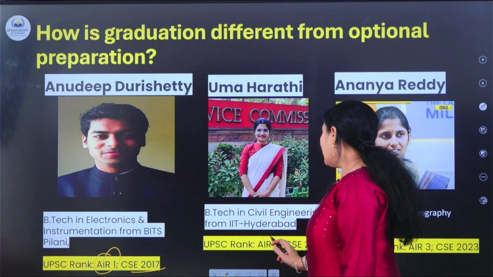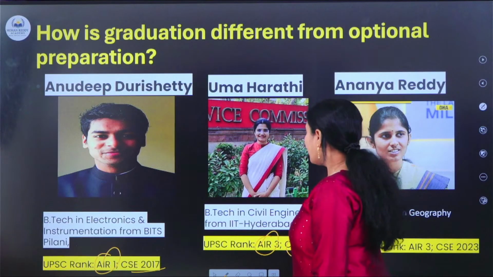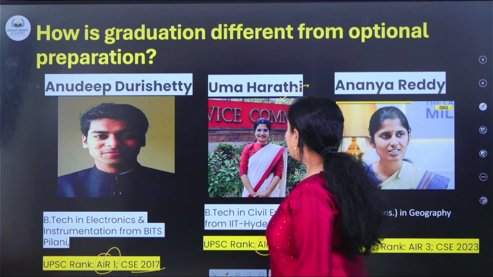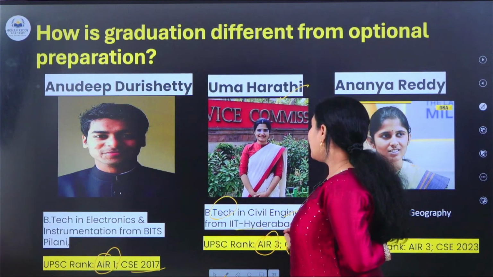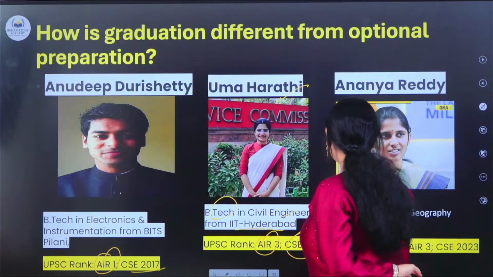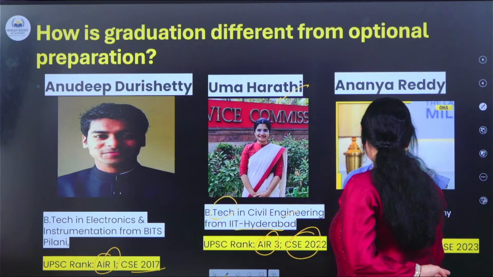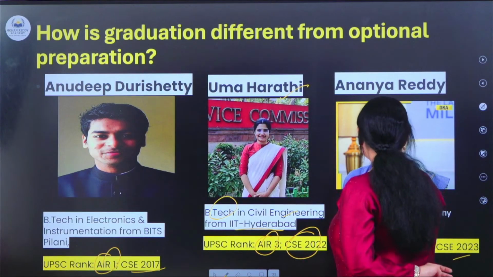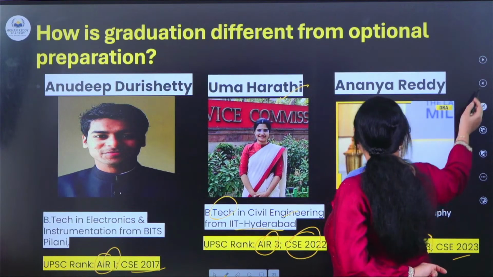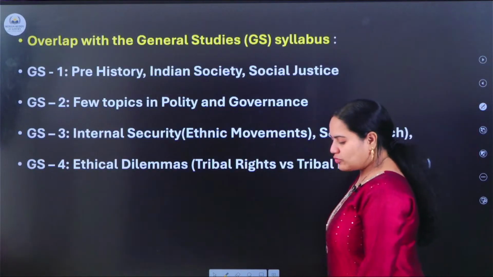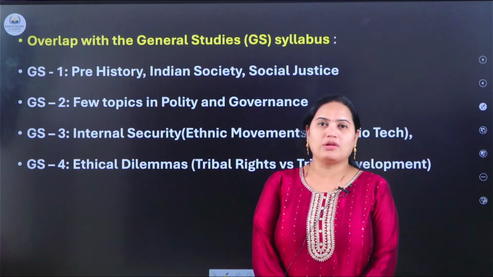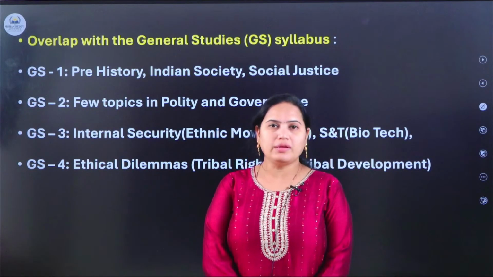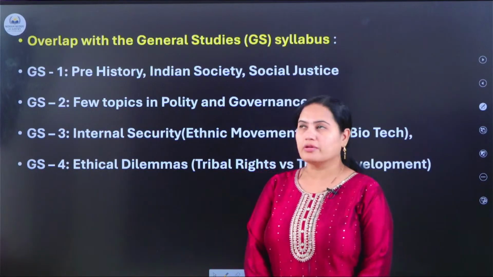And next we see All India rank 3 in CSE 2022, okay, Uma Harathi. So she actually studied BTech in civil engineering from IIT Hyderabad. And next we see BA honors in geography, All India rank 3 achieved in CSE 2023. Her name is Ananya Reddy and she also has chosen anthropology as her optional. So this is the good thing about anthropology. There is no need for anything to do with your background.